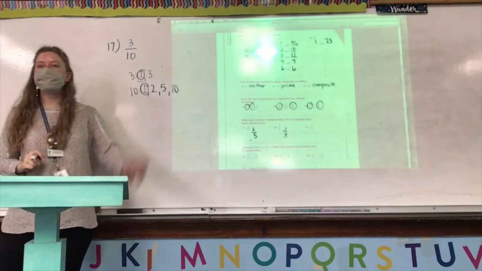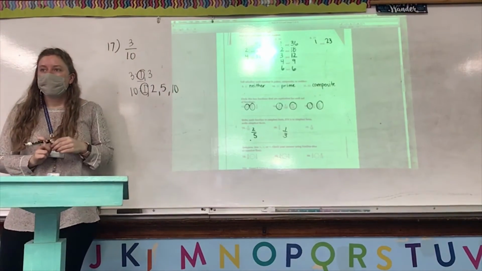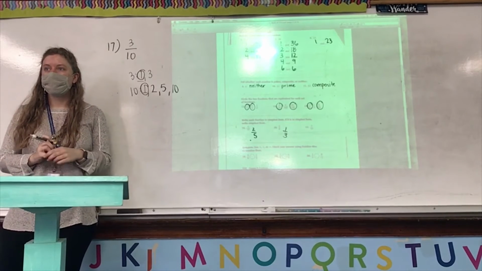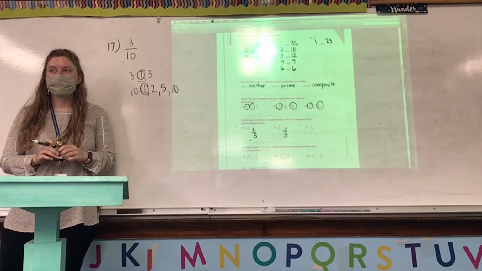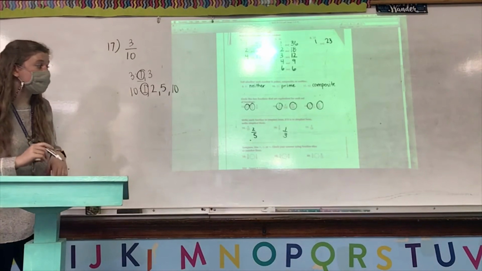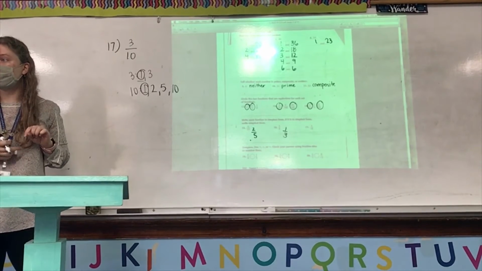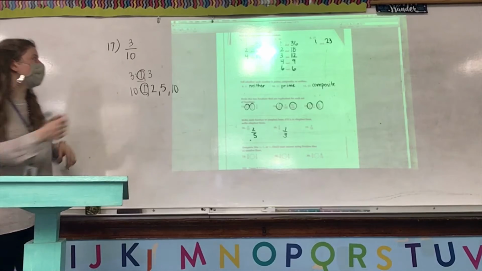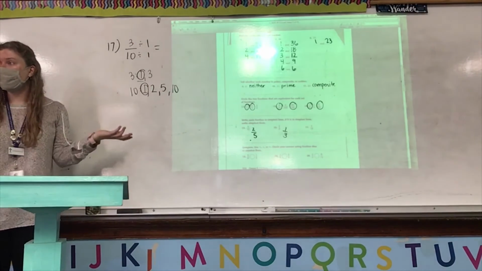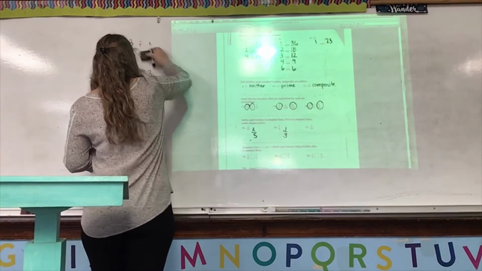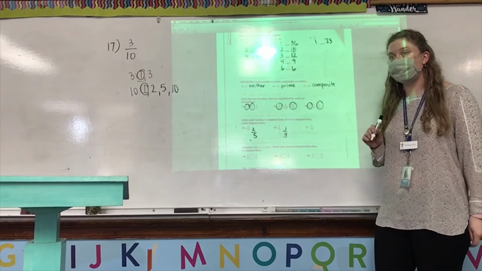Who remembers the definition of simplest form? Victoria. It's when your fraction, the greatest common factor is 1. When the greatest common factor of the numerator and the denominator is 1, it's in simplest form. So, do we have to do this, Mason? No, because we already know if 1 is the greatest common factor, then that fraction is already in simplest form.